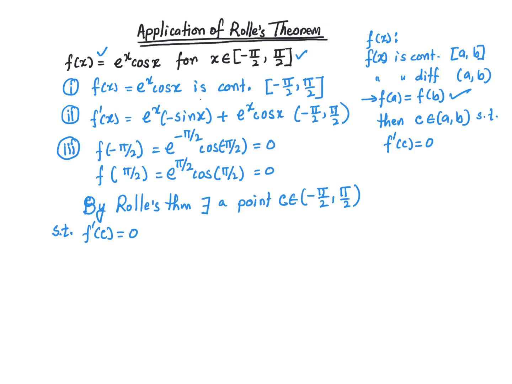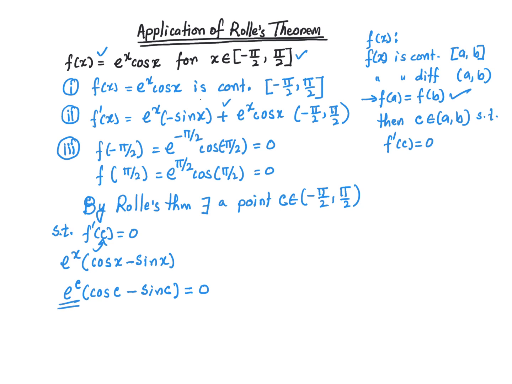So now I'm going to take the derivative of the function which we found somewhere here, right? So e to the power x, if I factor it out, I will have cosine of x minus sine of x. Okay, that's the derivative. But we are applying this derivative to a specific point. So it's going to be e to the power c times cosine of c minus sine of c. That's going to be equal to 0.